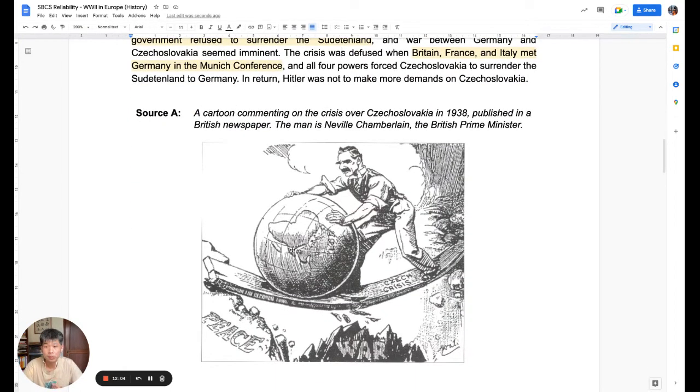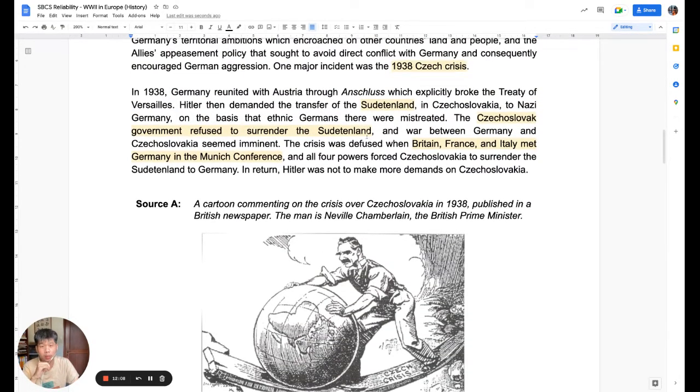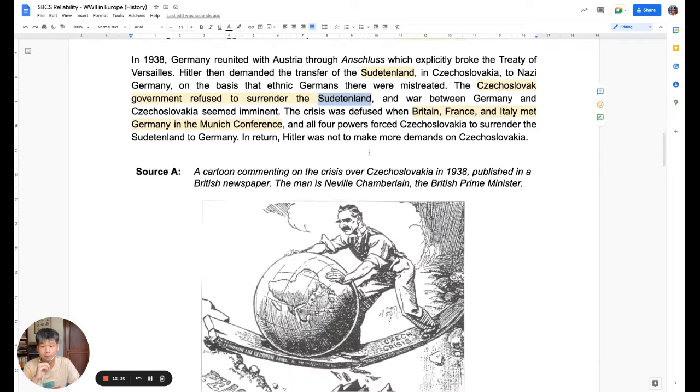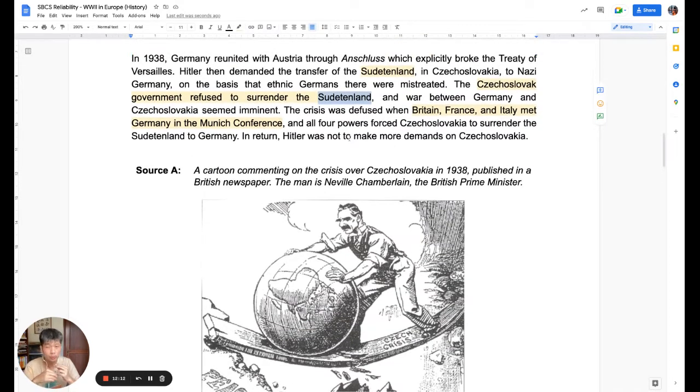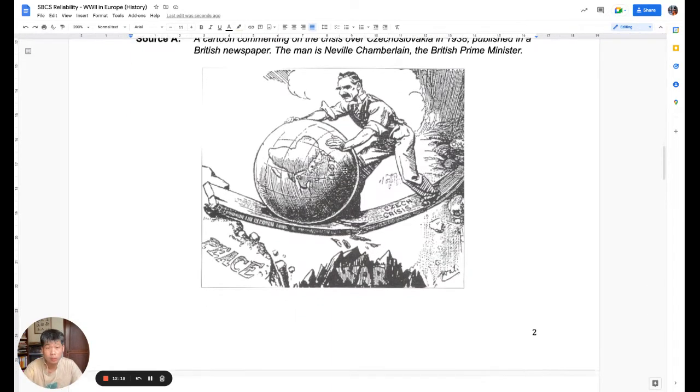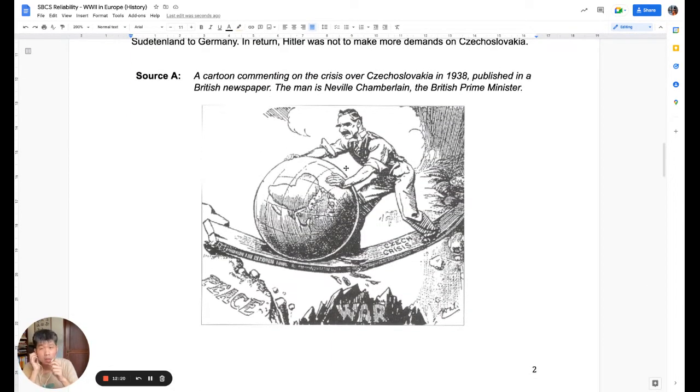Okay, so that's the Czech crisis in a nutshell. The crisis is Germany says we want the Sudetenland, the Czechs say no. And then war could have broken out, and if war broke out, it seemed like France and Britain would be sucked in. So let's look at source A. At any point, by the way, pause, slow down if you need to look at the sources or read the background information in more detail, because I am moving at a rapid pace.